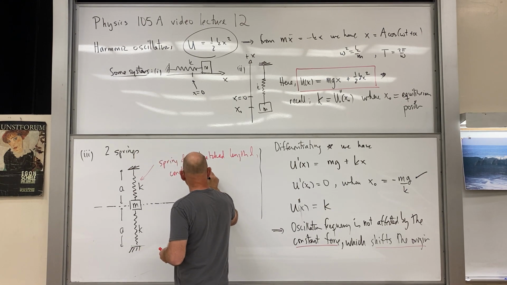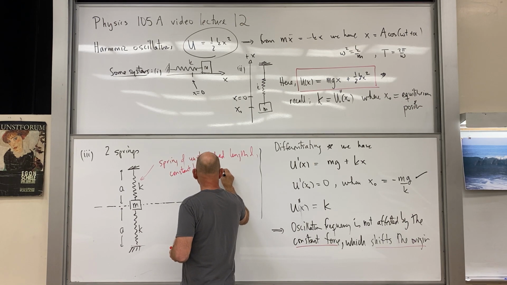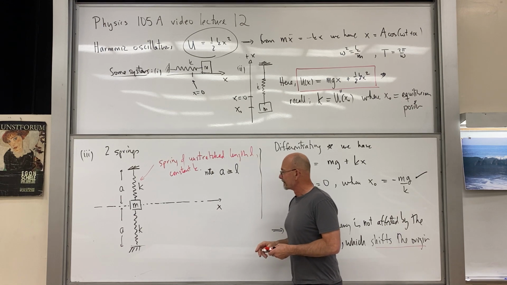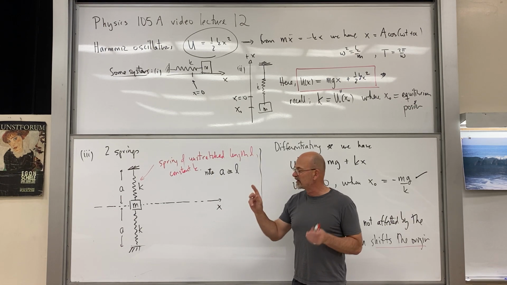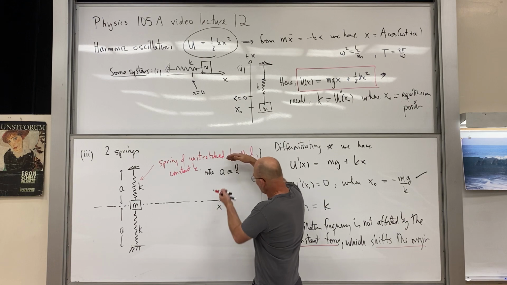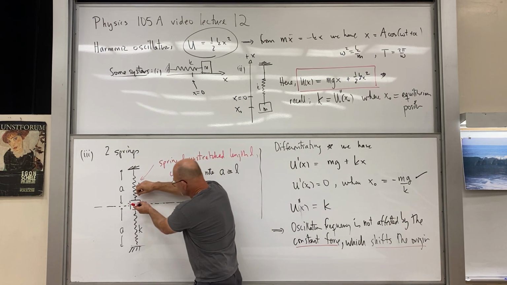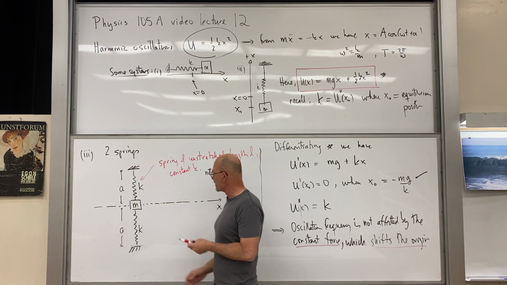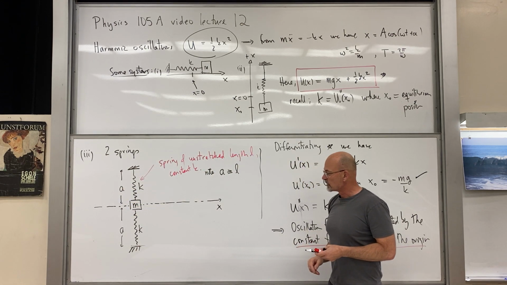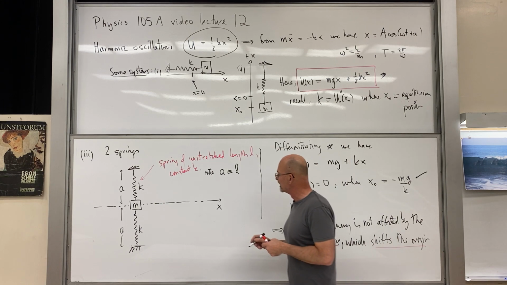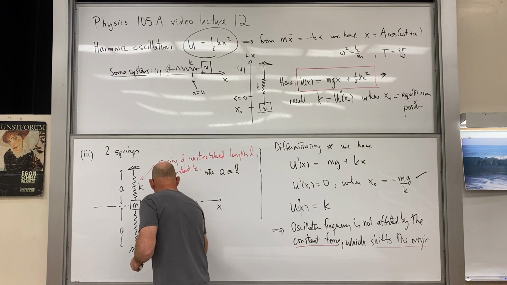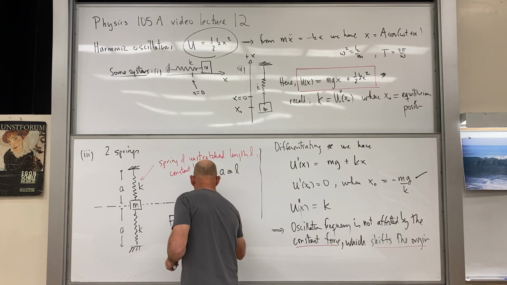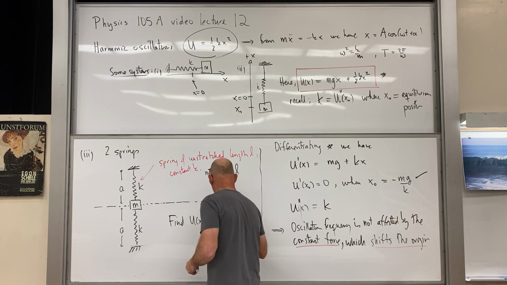And note, A is greater than or equal to L. If we take the case where A is greater, we actually hook these things up and have to stretch them both a bit. So it's under tension right now, under equal and opposite tension. So we want to find the potential energy. So find U of X for this system.